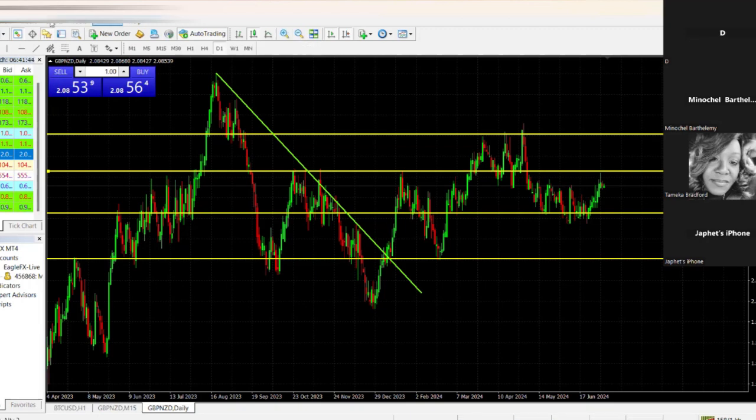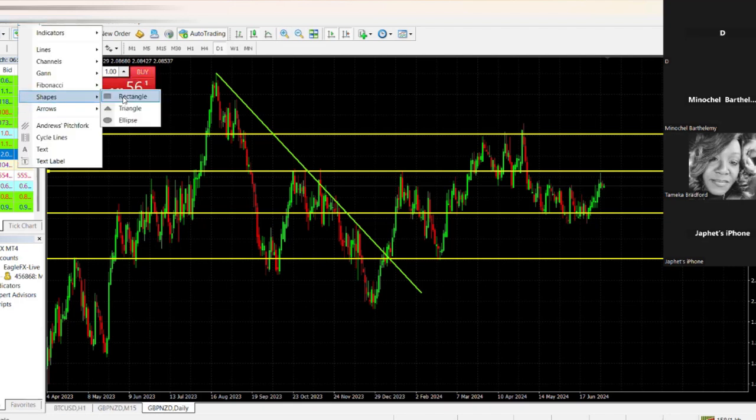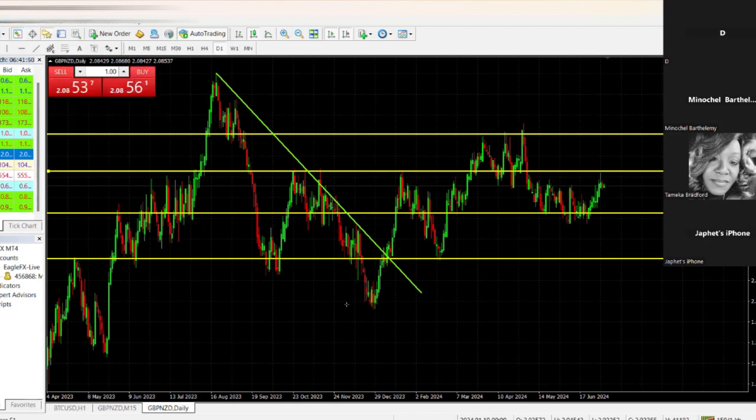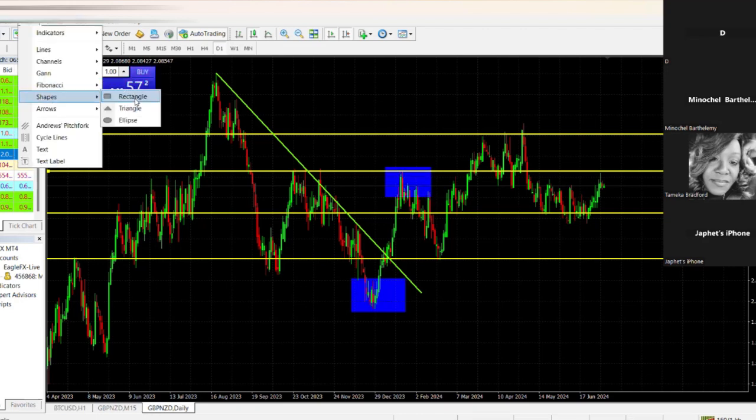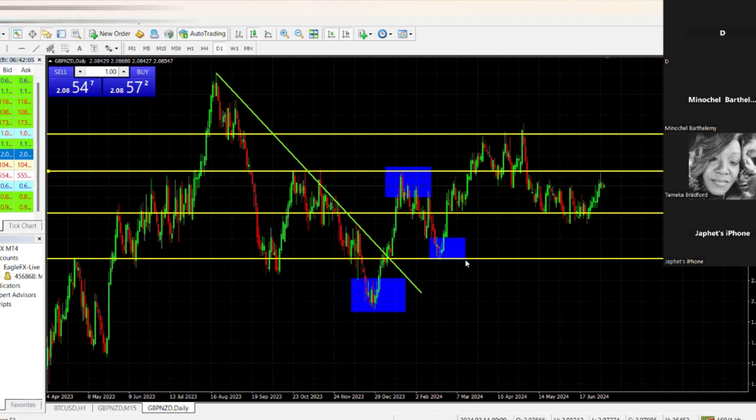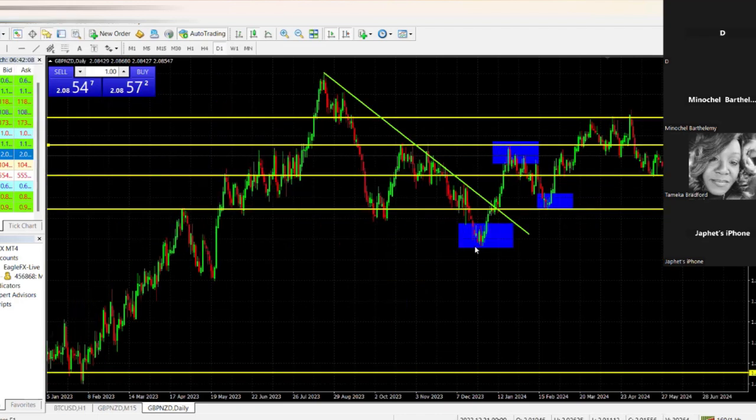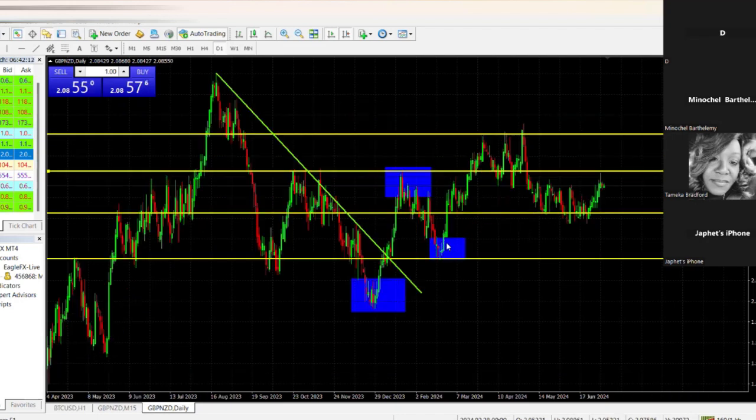And then the second thing you have to do is go to insert, grab your rectangle boxes and place your key structures, right? So as you can see, this was the low on GBP NZD. And then the market went all the way up to give you a high. Then it came back down to give you a higher low, guys. If you've been watching my videos, you should be able to answer that. You got the low, you got the high, and then you got the what? A higher low, exactly, right?